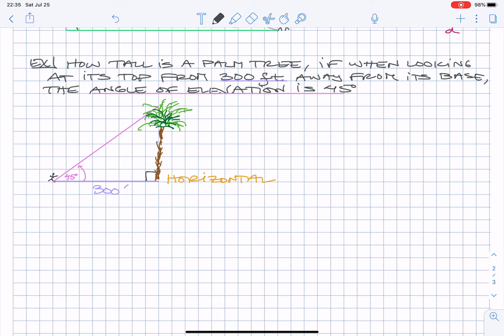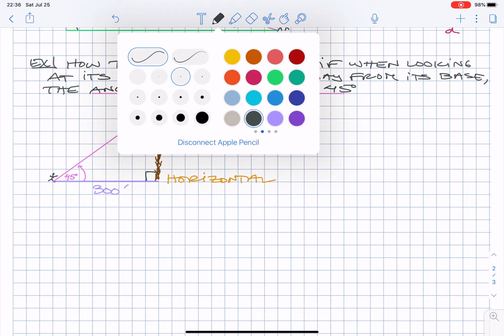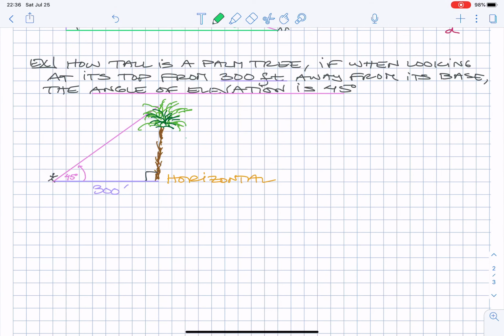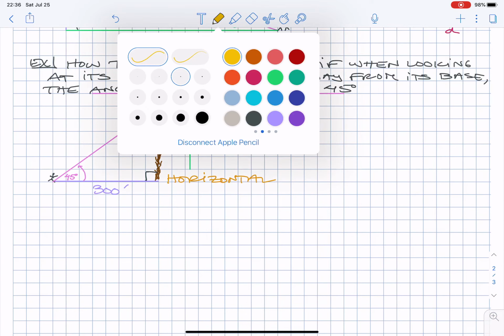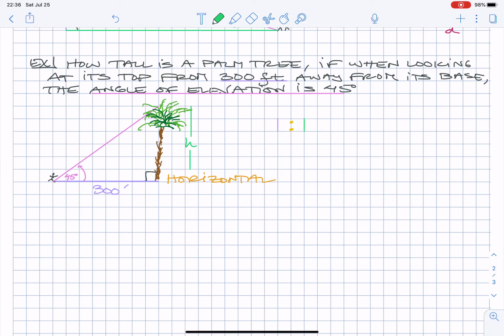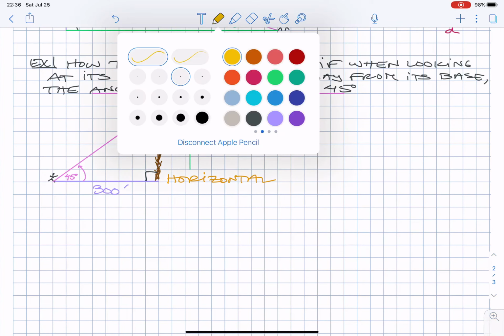So therefore, I want to know the height of the tree. So how tall is this tree? So that would be the length of this side here. Agreed? So we're in a 45, 45, 90 right triangle. So the ratios are 1 to 1 to the square root of 2.